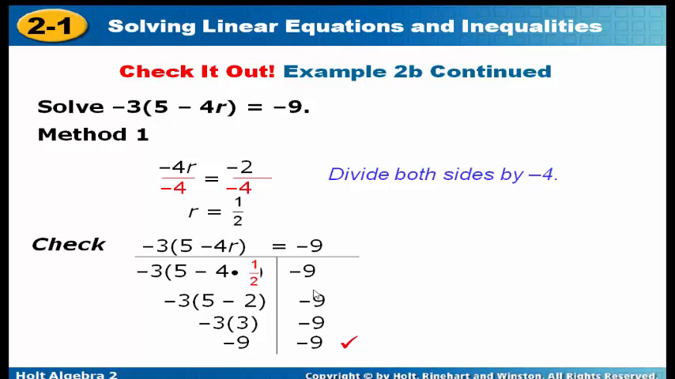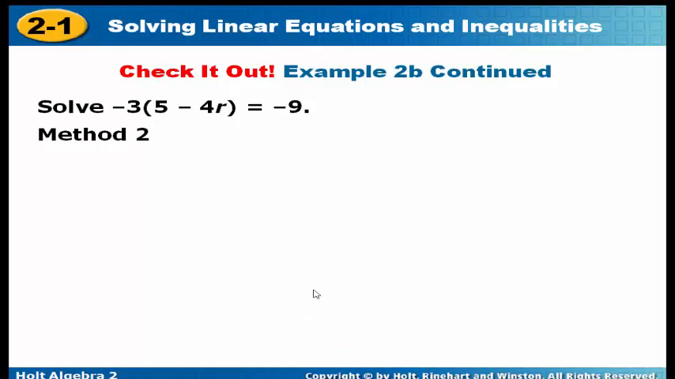If we replace r by half to check, so negative 3 bracket 5 minus 4 times half, which equals 2, then 5 minus 2 equals 3, then negative 3 times 3 equals negative 9.